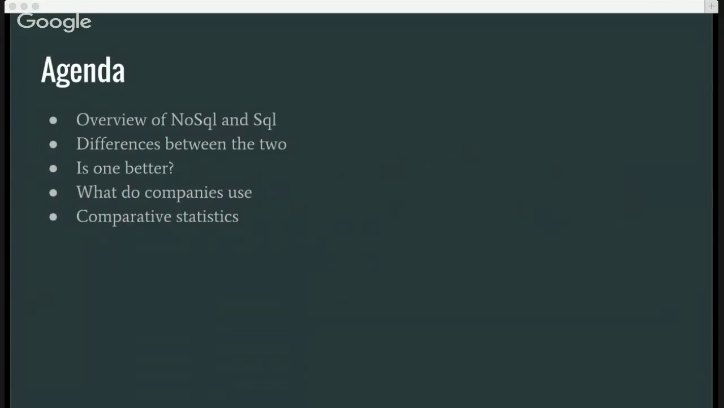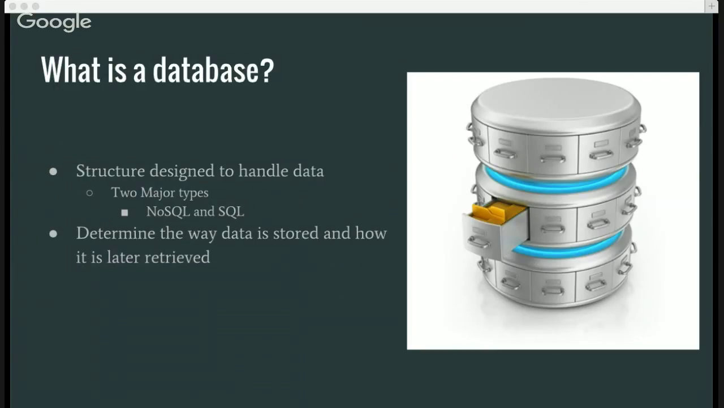So today I'll talk about an overview of NoSQL versus SQL, the differences between them, is one better than the other, what companies use them, and differences between them and comparable statistics. So what exactly is a database?